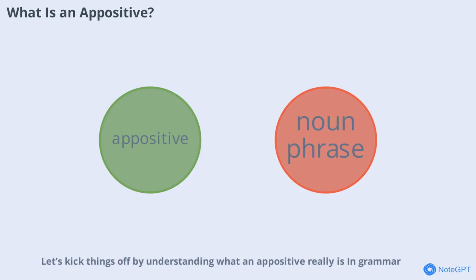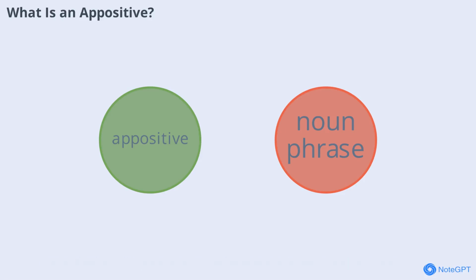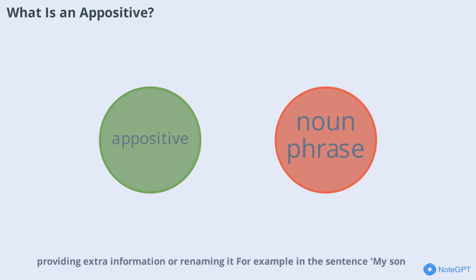Let's kick things off by understanding what an appositive really is. In grammar, an appositive is a noun or noun phrase that sits right next to another noun, providing extra information or renaming it. For example, in the sentence, "My son, the policeman, will be visiting us next week," the phrase, "the policeman," is an appositive because it gives us more details about my son.